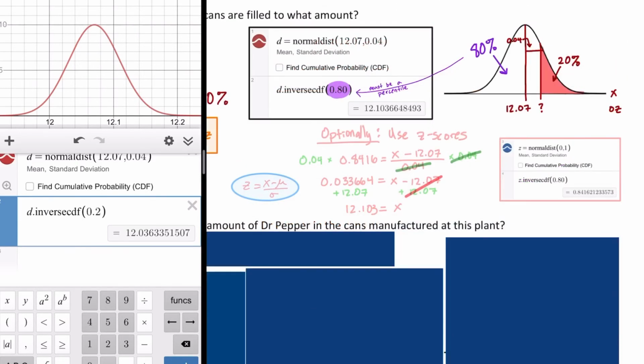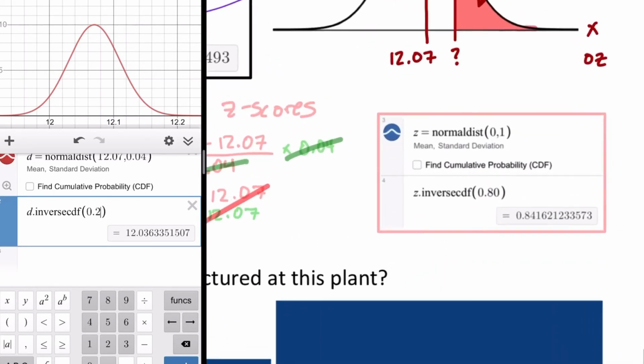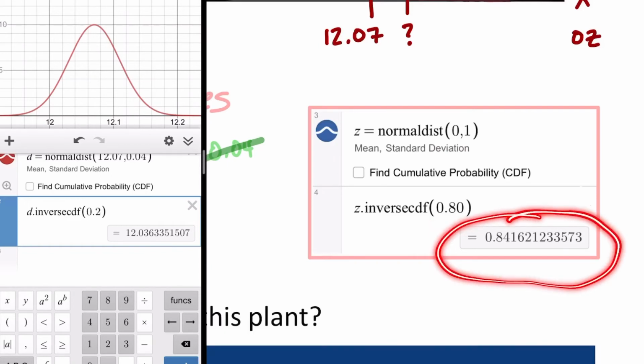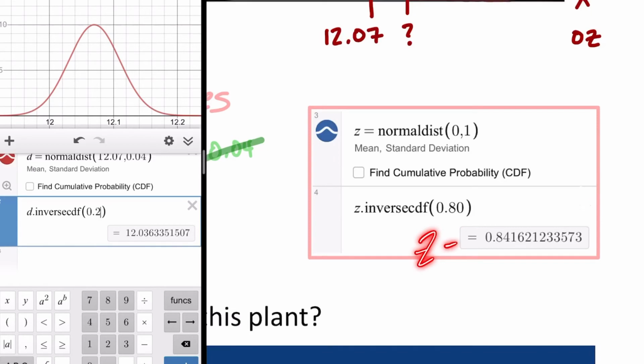All right, let me show you the completely optional approach to find this value in context, but using z-scores. So first, let me go to the calculator. So this has my standard normal distribution, mean of 0, standard deviation of 1. I put in that same 0.8, but this number that's come out, this is a z-score, right? That's my z-score, number of standard deviations.